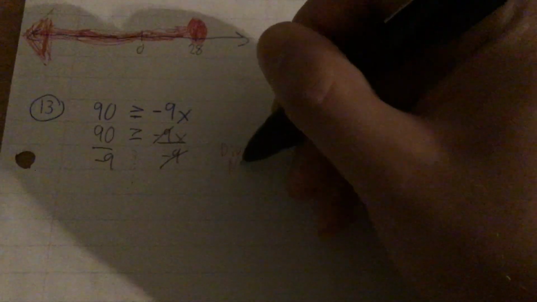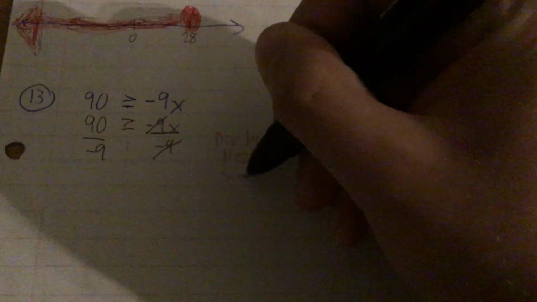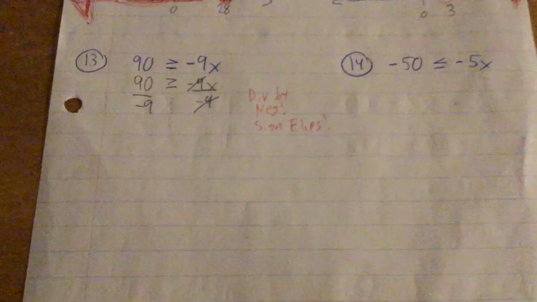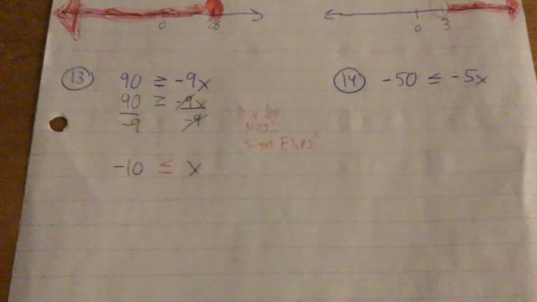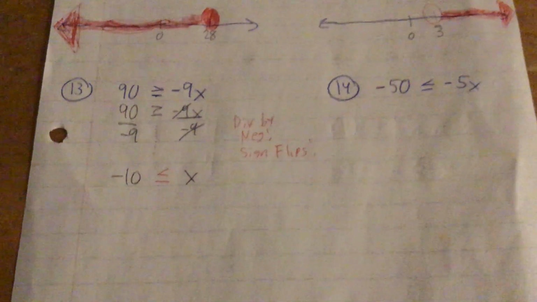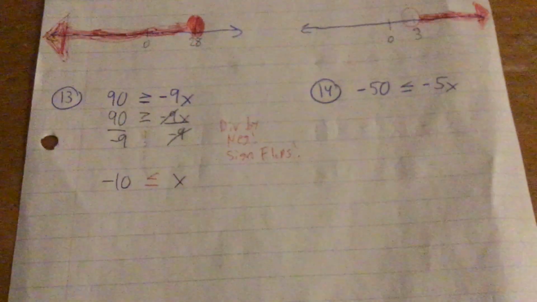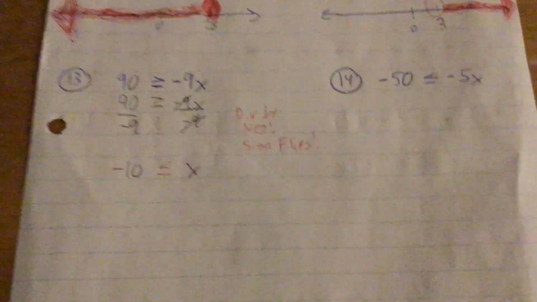Hold on. Divide both sides by a negative, that sign needs to flip. So even if you make a little note to yourself, I like to do that because I'm forgetful. Divide by negative, the sign flips. So this is going to be negative 10 is actually going to be less than or equal to x. Sorry to make you flip it again. I kind of find it confusing when x is on the right.